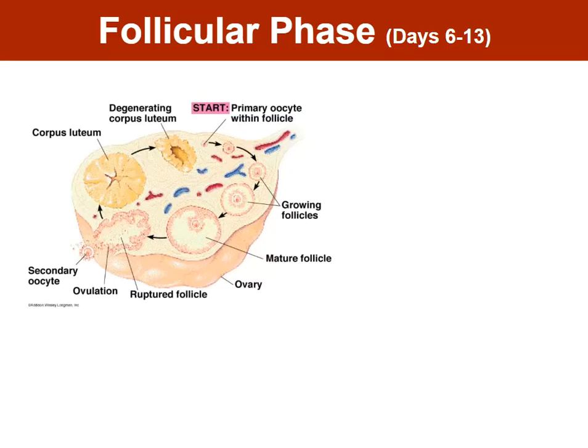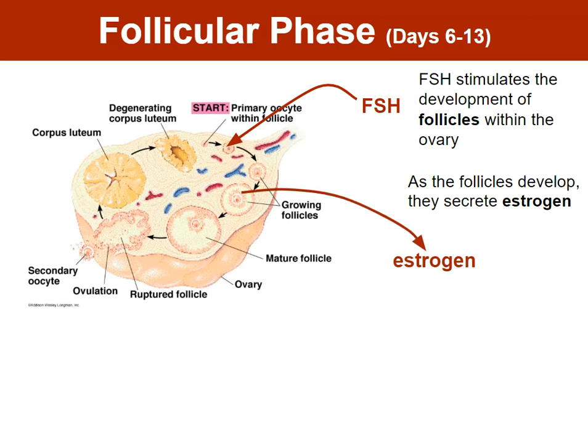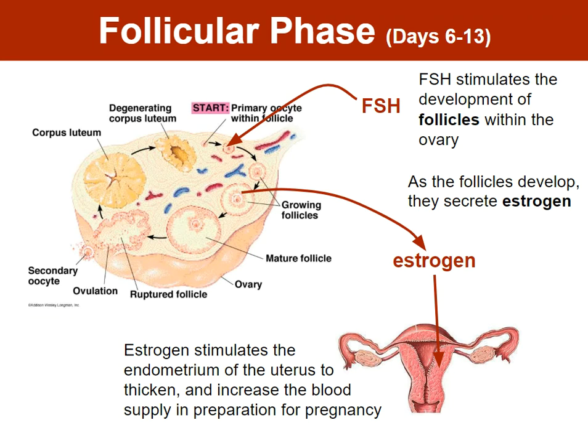The next phase is the follicular phase. This diagram of an ovary is showing the development of the oocyte or egg before it is released and after. The first thing that happens is that FSH stimulates the development of follicles within the ovary. Follicles are groups of cells in the ovary that contain and provide nutrients to the egg. As the follicles develop, they start to secrete estrogen. Estrogen then acts on the uterus to stimulate the thickening of the endometrium and increase the blood supply in preparation for pregnancy.